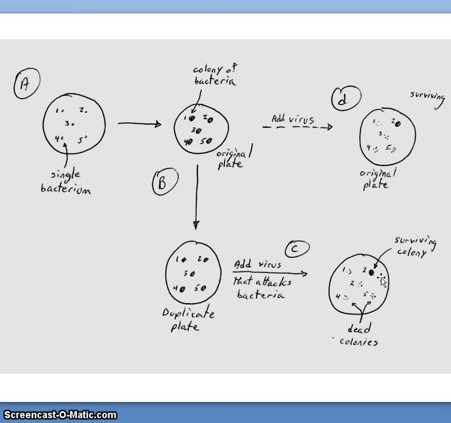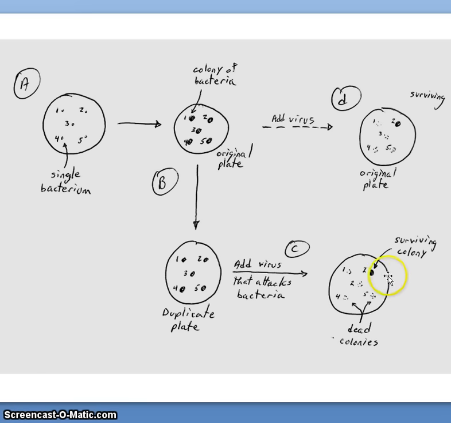So somehow, colony number 2, those individual bacteria cells, had some trait, and now we can call this an adaptation, because that trait allowed them to survive in the presence of the virus. That was an adaptive trait.